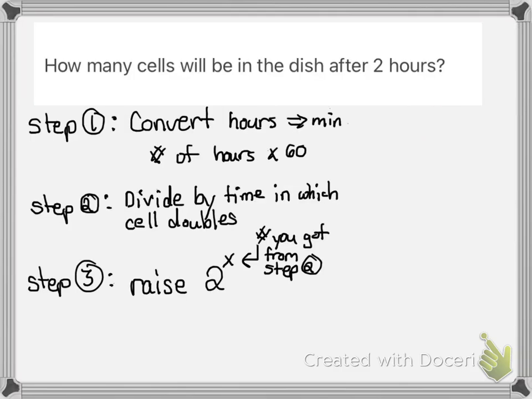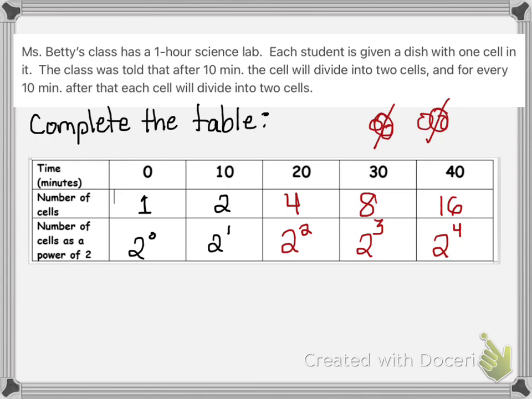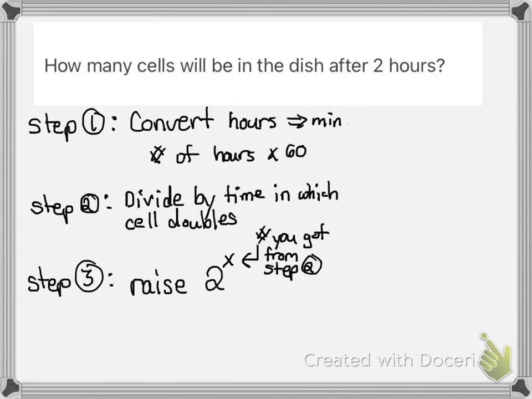All right, now let's answer the question. How many cells will be in the dish after 2 hours? Whoa, we were just talking about what happens after 10 minutes at a time. All right, let's break this down into 3 steps. First of all, we need to convert the hours to minutes because as you can see in the table, they were given the time in minutes. So I'm going to take the 2 hours and multiply it times 60 because there are 60 minutes in 1 hour. And when I do that, I will get 120. So that's going to be my 120 minutes. All right, so 120 minutes represents 2 hours.